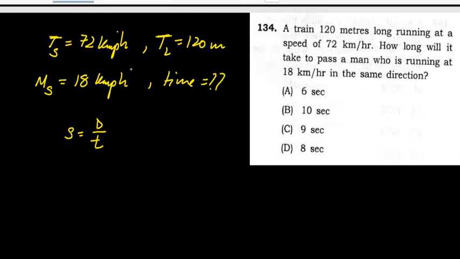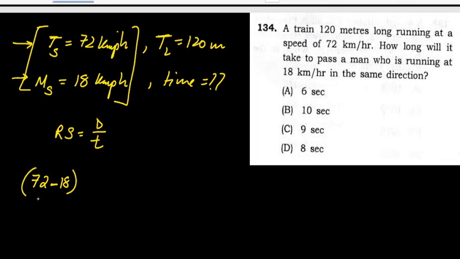But my friend, here both of the bodies are moving, and both are moving in the same direction. We'll be getting a relative speed here, not the actual speed. So what is the relative speed when two bodies are moving in the same direction? It is the difference between them. So just take the difference of them. We'll write 72 minus 18. This is the relative speed.